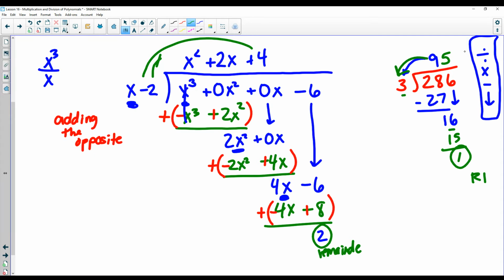So take your remainder of 1 and write it over the divisor, in this case, 3. So we have 95 and 1/3. We're going to do the same exact thing.